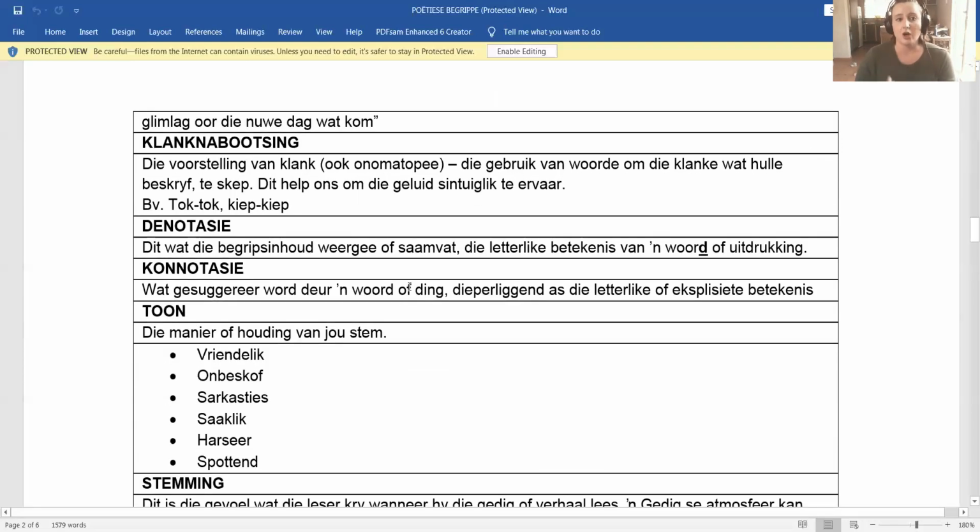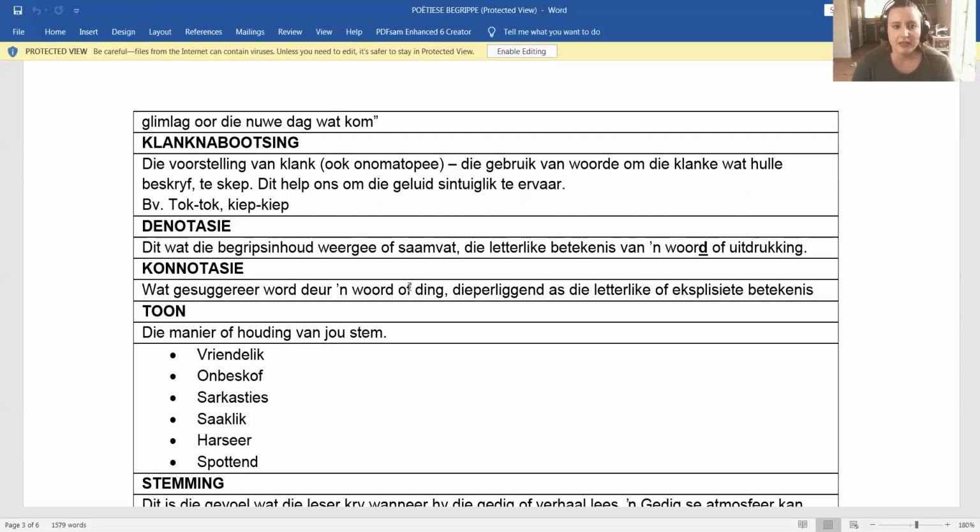Let's talk about klanknabootsing. Klanknabootsing is onomatopoeia. It's just the Afrikaans word for onomatopoeia, which is a sound word, which means that it's like bam, bang, wow. Okay, sound words. Sorry for your ears. Okay, the words that you use, it's like tick tock, keep, like keep. That makes you think of a mouse.